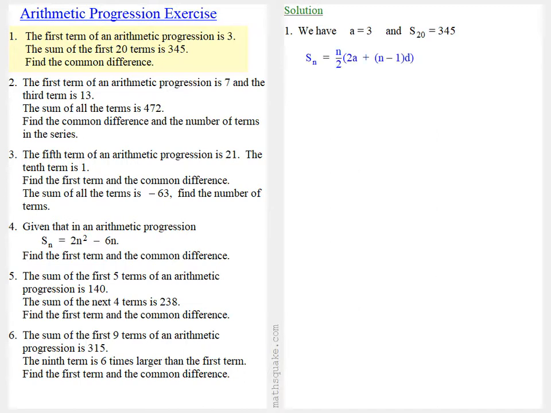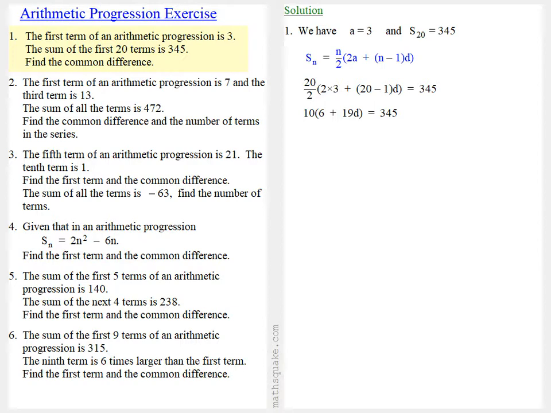Now, we've got the formula for the sum of the first n terms. That is, Sn is equal to n over 2 into 2a plus n minus 1 times d. And we're told the sum of the first 20 terms is 345. So if we substitute n as 20, we get 20 over 2 into 2 times 3 plus 20 minus 1d equals 345. And that simplifies to 10 into 6 plus 19d equals 345.